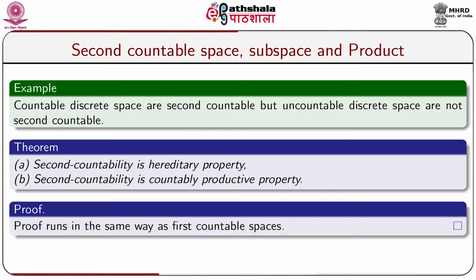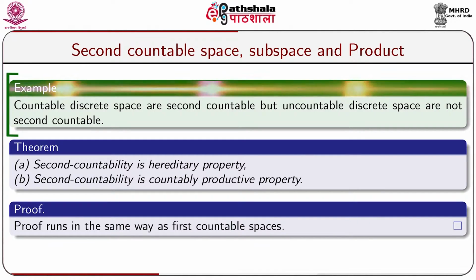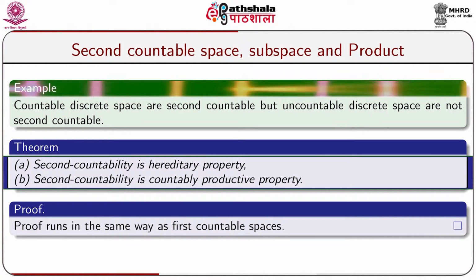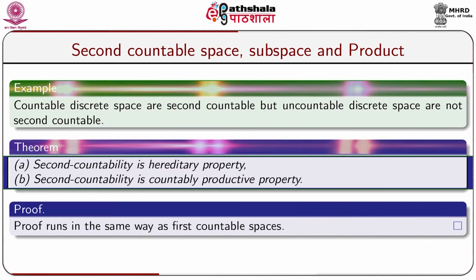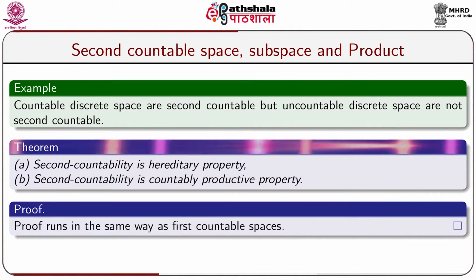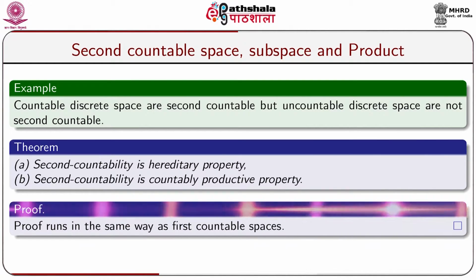Now, we will examine similar properties, like first countability, for second countable spaces. That is, we will verify that every subspace of a second countable space is second countable, and that second countability is a countably productive property. Its proof runs almost as in first countable spaces, so I am skipping this proof. I will advise the students to do it themselves.